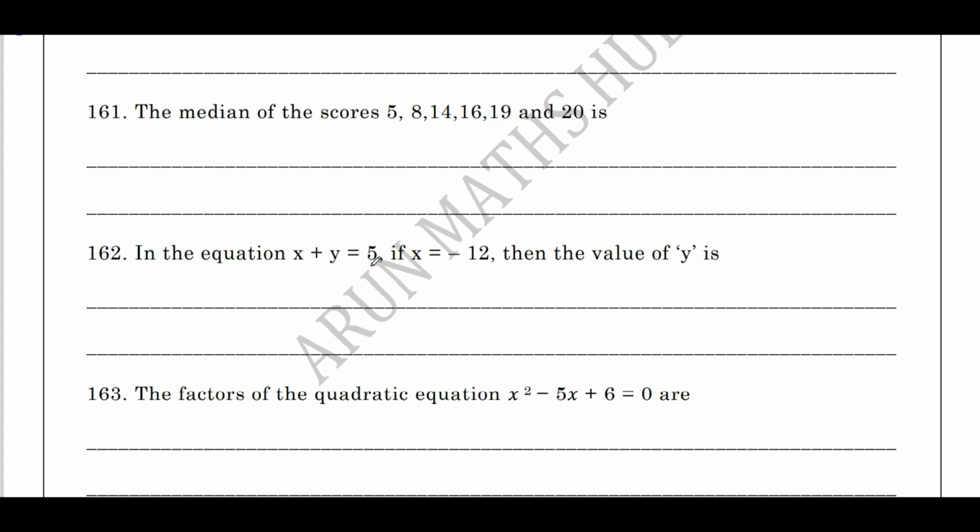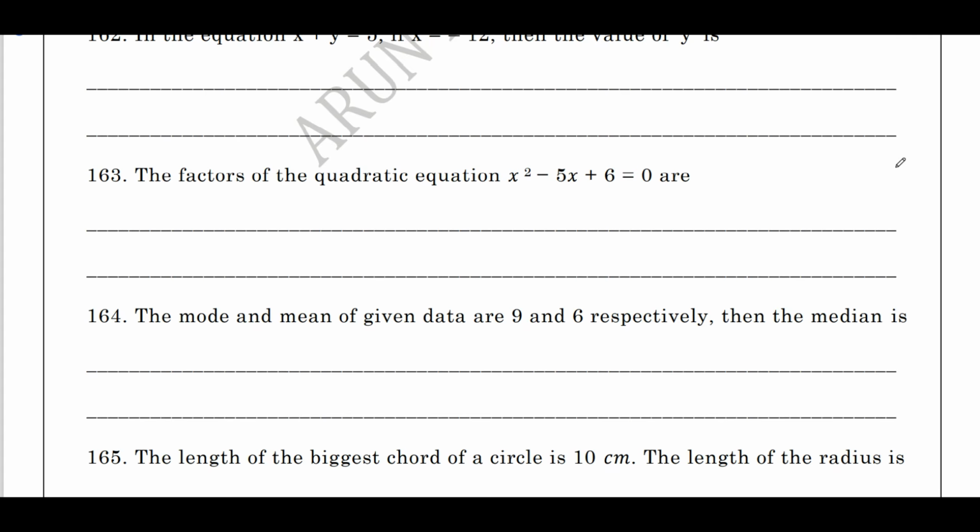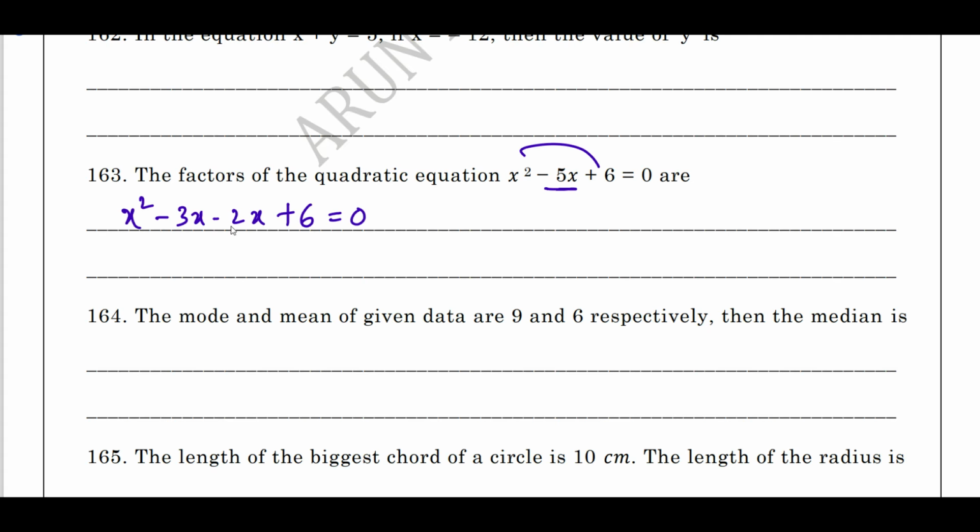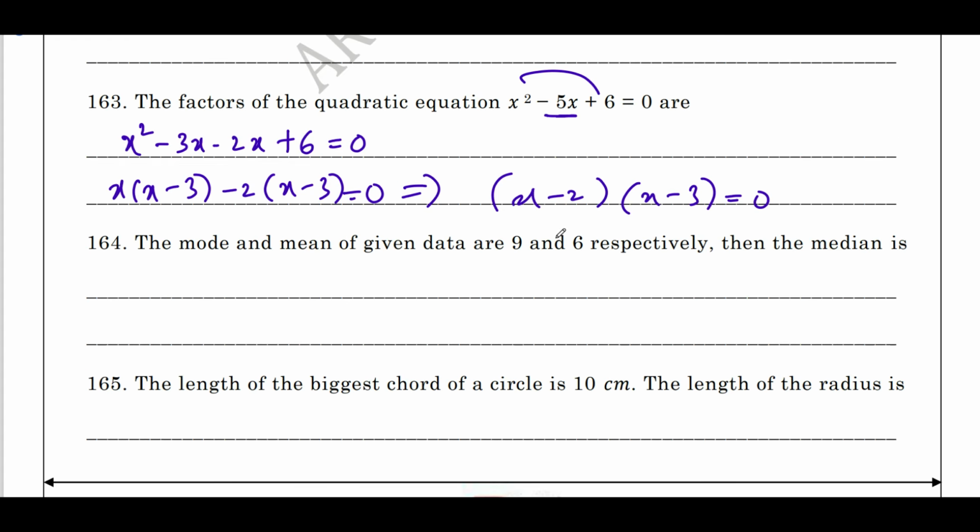In the equation x plus y equals 5, if x equals minus 12, substitute the value of x, we get y as 17. We need to find out the factors of the quadratic equation. By using the factorization method, I can write it as x square minus 3x minus 2x plus 6 equals 0. The factors of 6 are minus 2 and minus 3. Therefore x into x minus 3 minus 2 into x minus 3. This implies we get the factors x minus 2 and x minus 3 equals 0. The factors are x minus 2 and x minus 3.